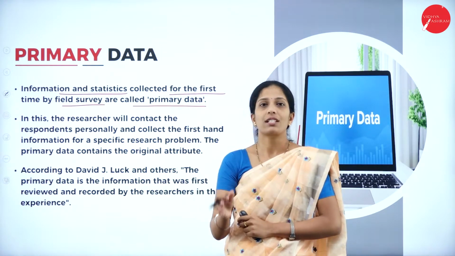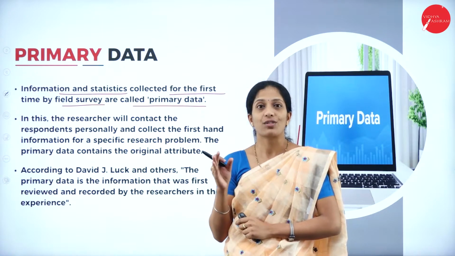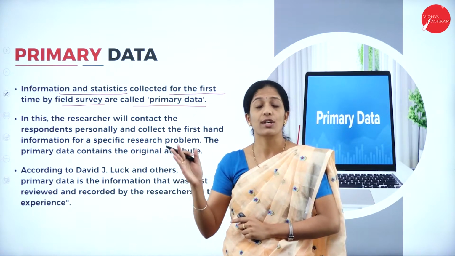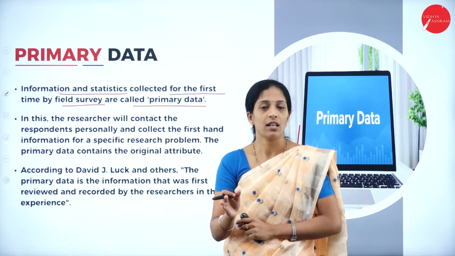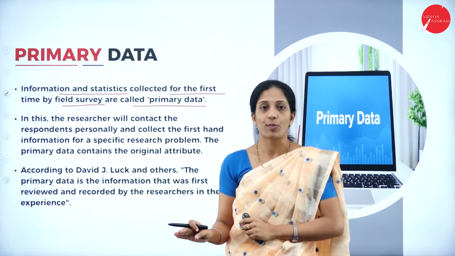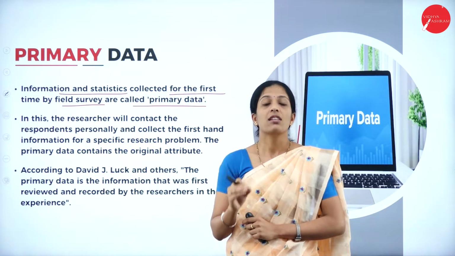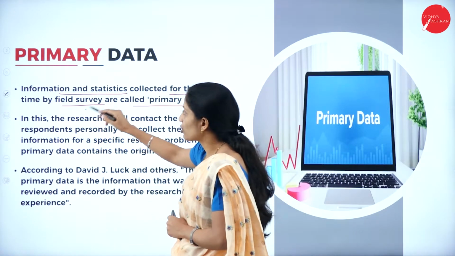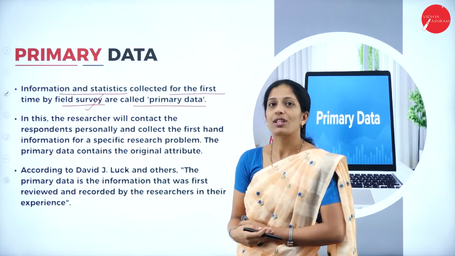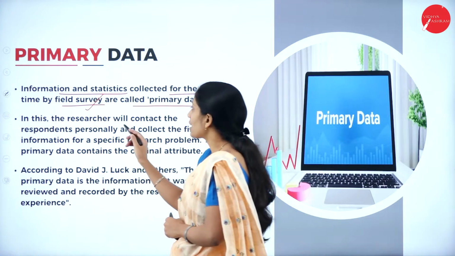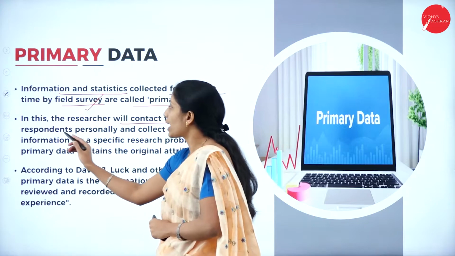So this we have already discussed. So primary data means what? The data which is collected by the researcher for the first time. So it will not be there before that. So earlier research activity will not provide such type of information. For the first time the researcher is going to collect the information, and that too it is through field survey. So they are termed as what? Primary data. So in this, the researcher will contact the respondents personally.